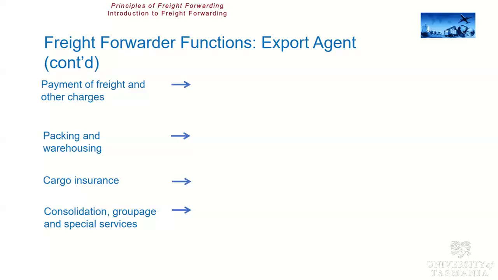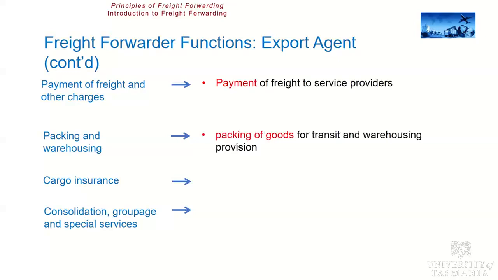Okay, so that's one part. The other part is that another function is the payment of freight and other charges. So because they're coordinating, this is that traditional role, they undertake the payment of freight to the service providers. That's a task on their behalf. Another function of the export agent is packing and warehousing. So the packing of goods for transit and warehousing provision. So we've spoken about storage here, we've spoken about packaging there. That's another primary function of a freight forwarder.